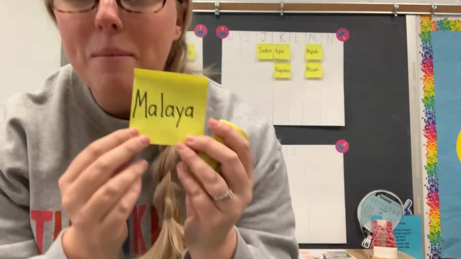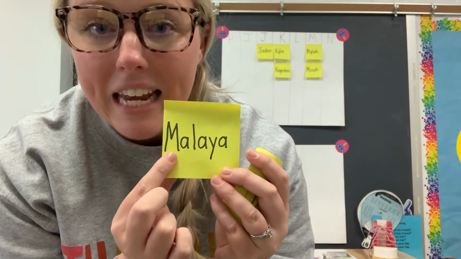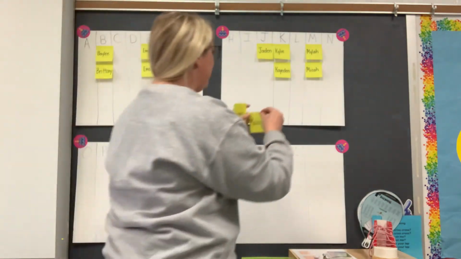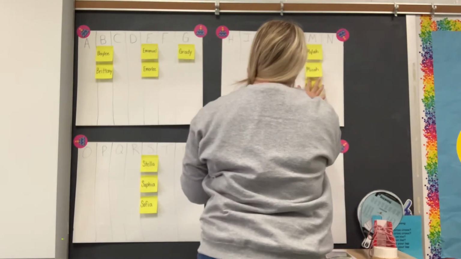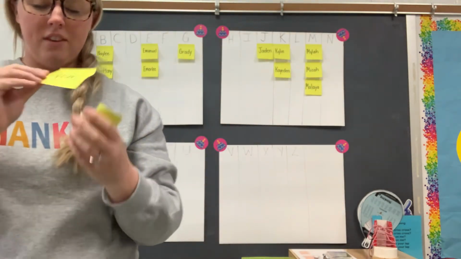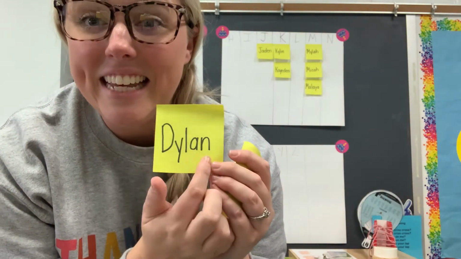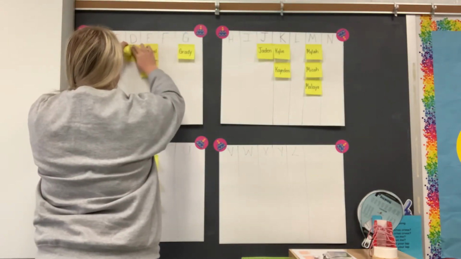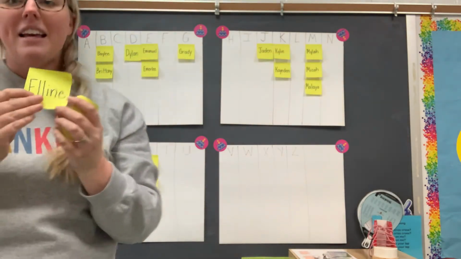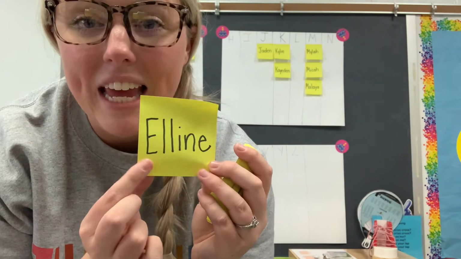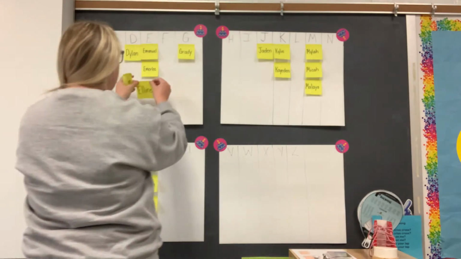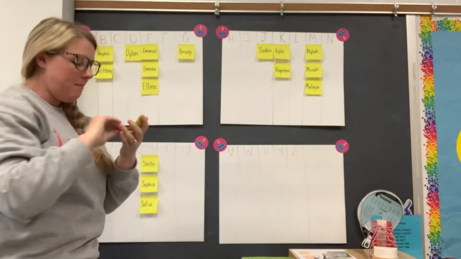Okay. This is Malaya. What do you see at the beginning of Malaya? What letter? M. So I'm going to go find letter M and put Malaya's name. Okay. Looky here. This is Dylan. What's at the beginning of Dylan's name? What letter? D. So I'm going to go find D and put Dylan. Okay. This is Eileen. What is at the beginning of Eileen's name? What is this letter? E. So I'm going to go find E and put Eileen's name.